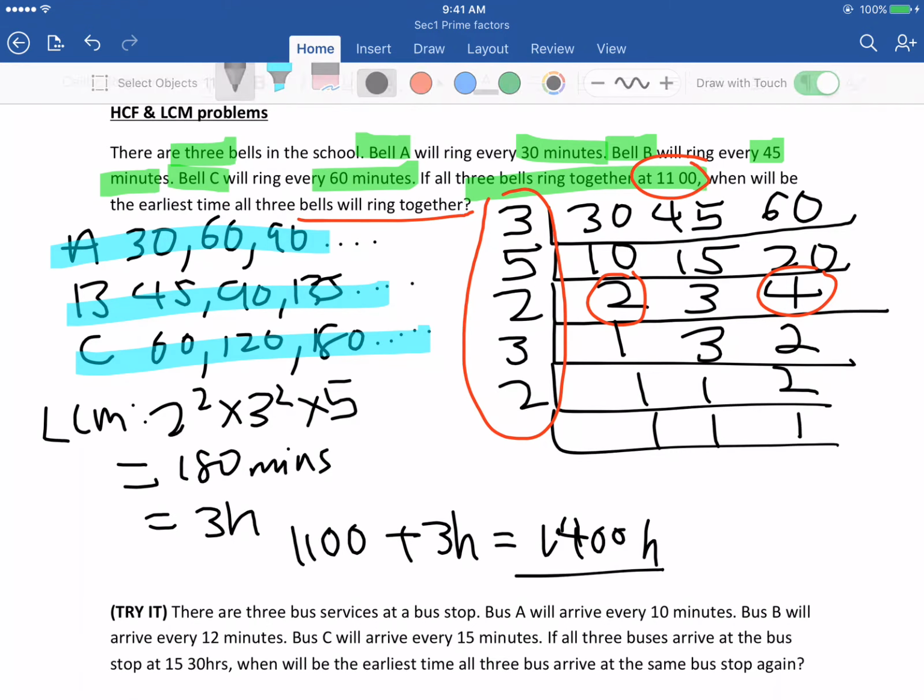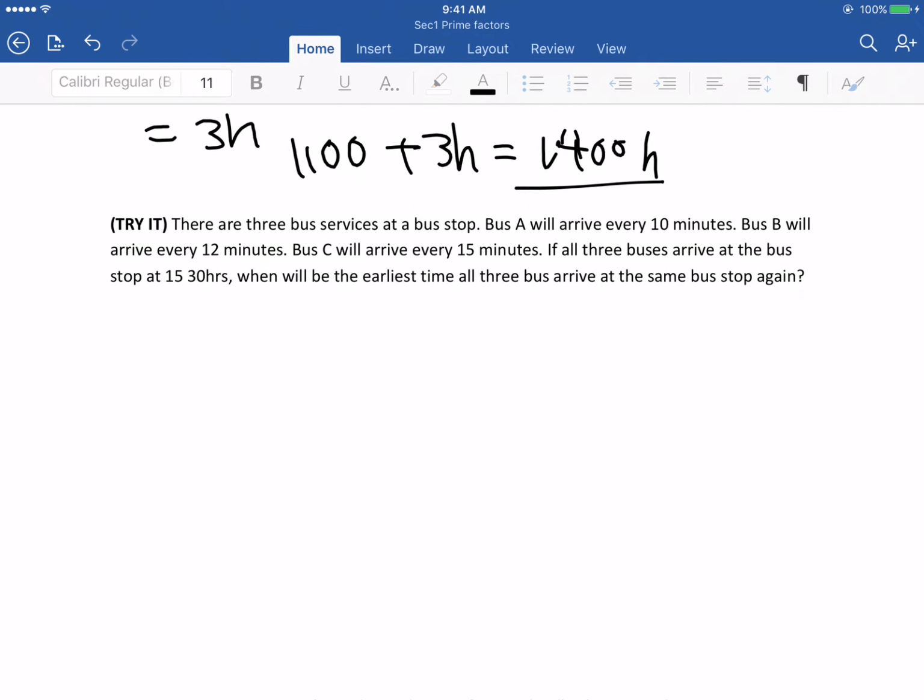Okay, I give you another question. Next one, you go and try it yourself. Ask yourself, are you trying to find the factors? Are you trying to find an answer that's bigger than these 3 numbers? Or are you trying to find a number that's smaller than these 3 numbers? If you're trying to find a number smaller than these 3 numbers, you're trying to find a factor. If you're trying to find a number that's bigger than these 3 numbers, you're trying to find what? The lowest common multiple.